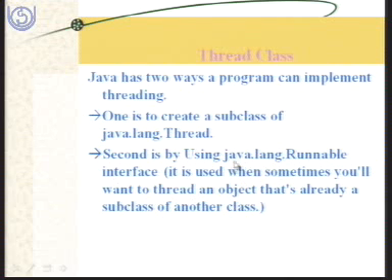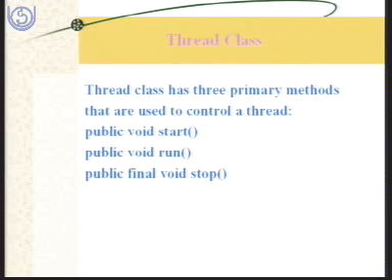This particular interface has one method, that is public void run. Inside the run method you can provide whatever operation you have to perform for your thread, and that particular instance of the Runnable interface you can provide to a Thread to create a thread. Now, the Thread class has three main methods. These methods are start, run and stop.